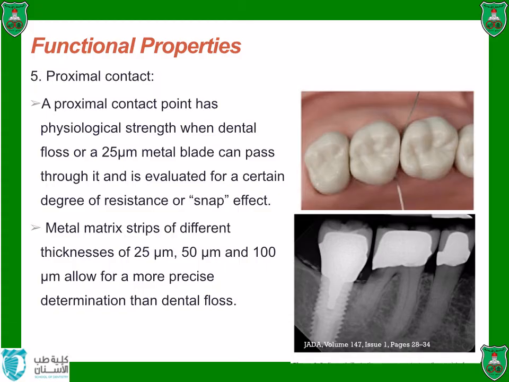Sometimes we use thin metal matrix strips. We call them shim stock. They come in different thicknesses, like 25, 50, or 100 micron, and you can use them between the two surfaces. You can pass them, and then you can decide exactly what the width of the contact is that you have. For example, we need 25 micrometers, or 50 micrometers is acceptable for an ideal contact, so you can use this thickness to examine the contact, and it will give you a better conclusion about the contact than the floss material.